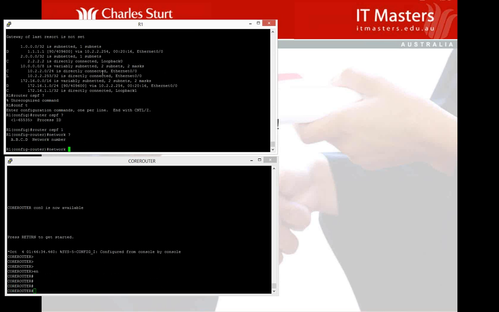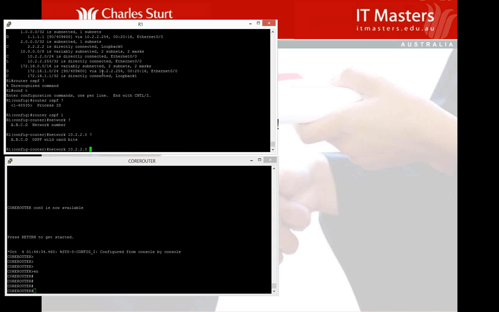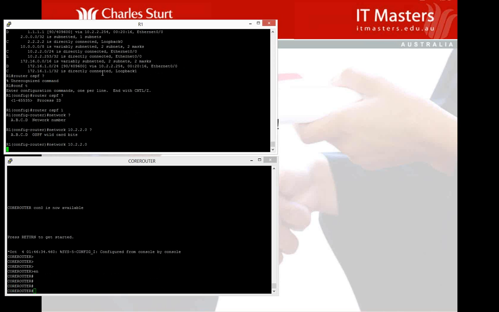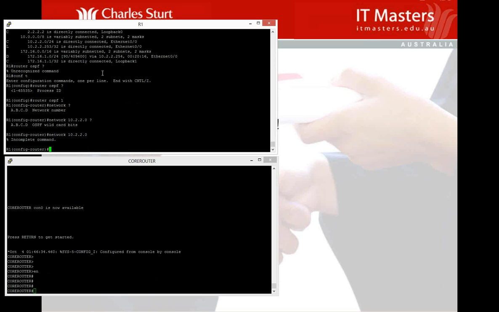Let's see what our network statement is here. So network number, okay, so we want the 10.2.2.0 network to participate in OSPF routing. Now let's just have a look here. We also have to put in OSPF wildcard bits. If I just put it on that, it says incomplete command. So we can't just put in the network address like we did with EIGRP. We have to actually put in a subnet mask.